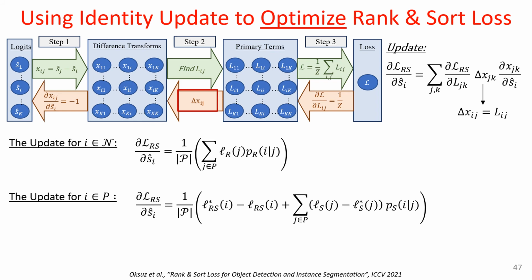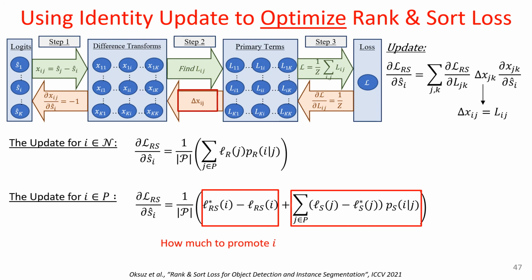Similar to AP and average LRP losses, simplifying the expressions for negative and positive examples, one can obtain the updates of the loss function with respect to the logits. Note that, unlike negatives, the update for positives includes two terms in opposite directions in order to sort the ith positive accordingly. While the first term aims to promote the example, the second term aims to demote it based on its interactions with all positives.